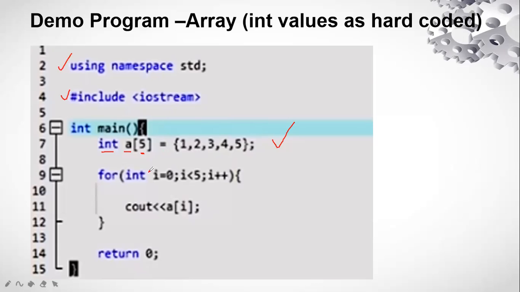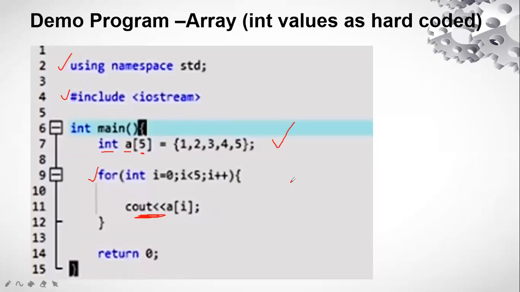Now if I want to print these values, how will I do it? I'll take a for loop: int i = 0, i < 5, i++. That means it starts from 0 and increments again and again till the value is less than 5. As soon as it is equal to 5, it will come out of the loop. And till then, what will it do? It will print the value. cout is used for printing, displaying the values.